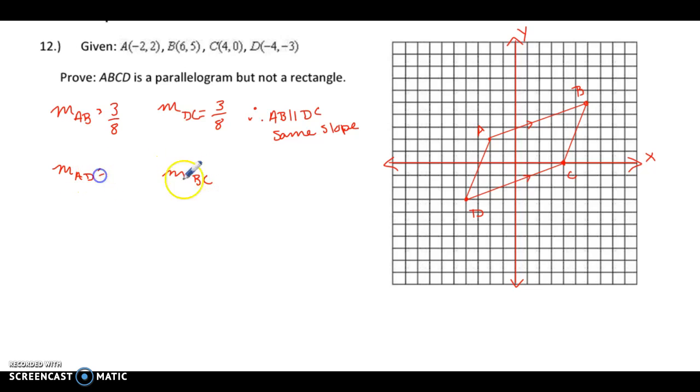Again, in my diagram they're across from each other, and they look parallel, so let's go from D to A: 1, 2, 3, 4, 5 up, over 1, 2, up 5 over 2. And B to C, or C to B, 1, 2, 3, 4, 5 up, 1, 2 over. Okay, so we can also say that AD is parallel to BC because they have the same slope.